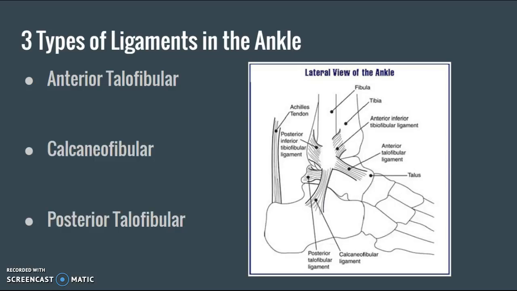Now I will be talking about the ligaments in the ankle. Firstly, ligaments are fibrous connective tissues that connect two bones. As you can see from the picture, it shows a lateral view of the ankle. In the ankle, there are three types of ligaments: anterior talofibular, calcaneofibular, and the posterior talofibular.